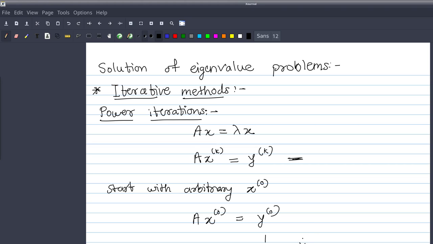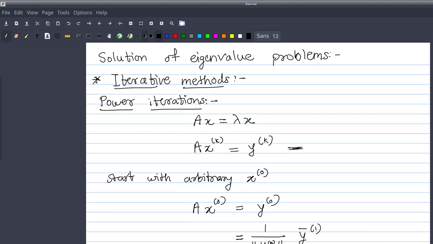Y, and let us say this one is y bar, or y bar instead of 0, y bar 1, and for the next iteration you will set x1 is equal to this y bar 1, and then you will continue your iterations.